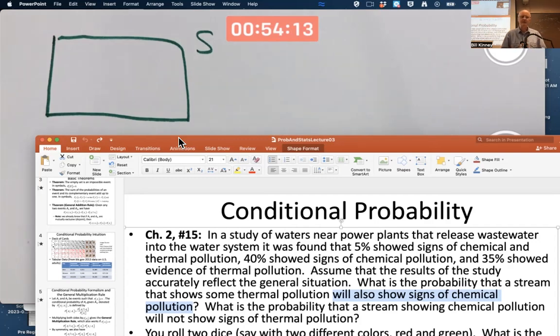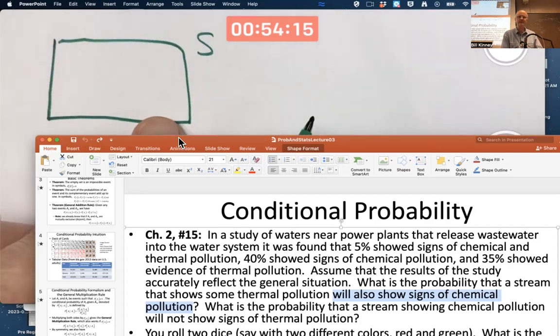Okay, so you could think of an element of this sample space as representing these different streams, and the characteristics of the streams about whether they show chemical or thermal pollution. Does that mean you need to use a bunch of C's and T's? Well, they could be sort of tags in your mind or in a spreadsheet for any given stream. But we don't have to be that fancy about it.